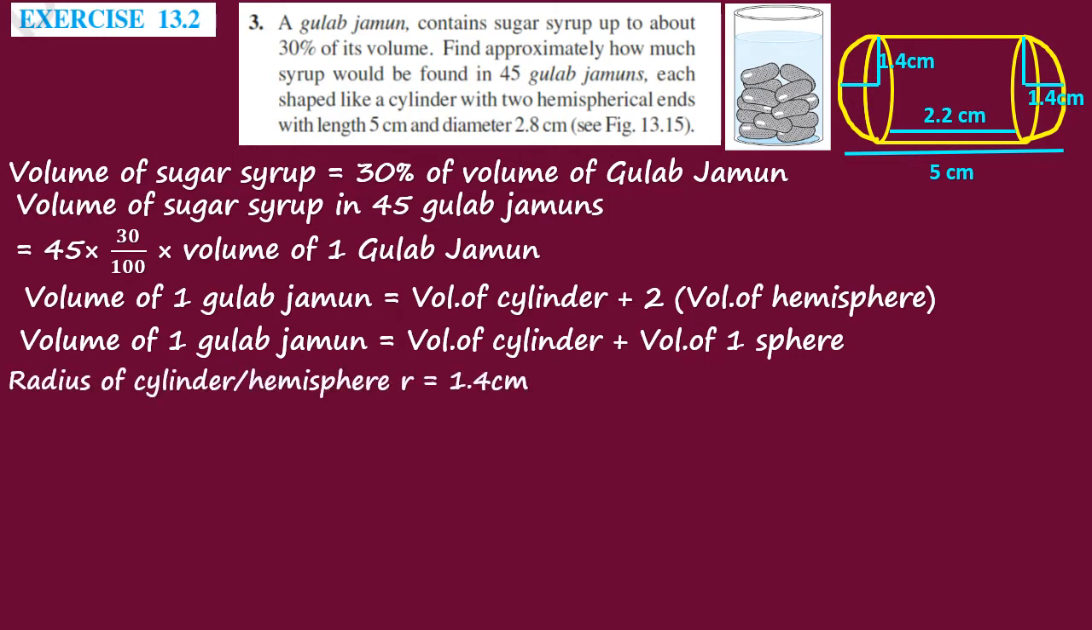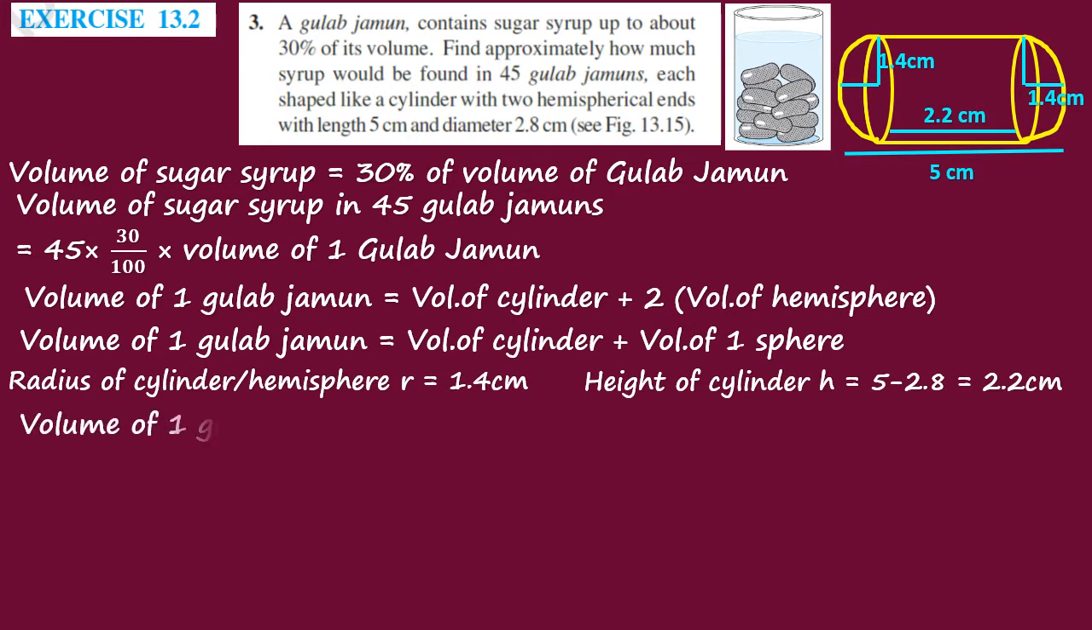So here radius of the cylinder as well as hemisphere are equal to 1.4 centimeter. Height of the cylinder equal to 5 minus 2.8, because the radius part on both sides will go. So it is 5 minus 2.8, which is equal to 2.2 centimeter. So let us find the volume of 1 gulab jamun.